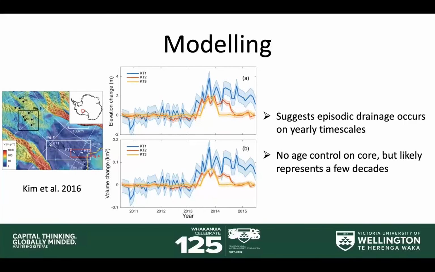Their modeling and the modeling of other papers have suggested that these episodic drainage events occur on yearly timescales. Because we have no age control on our core yet, we are suggesting that our core likely represents a few decades rather than a few centuries or even longer. So it's really quite exciting to see evidence of this in our core.